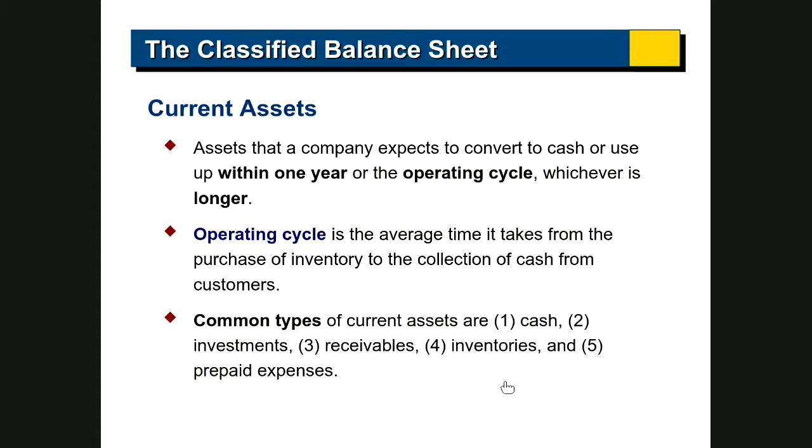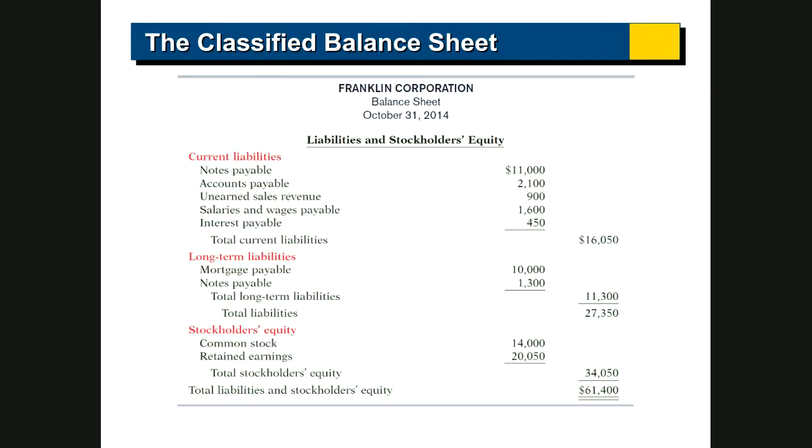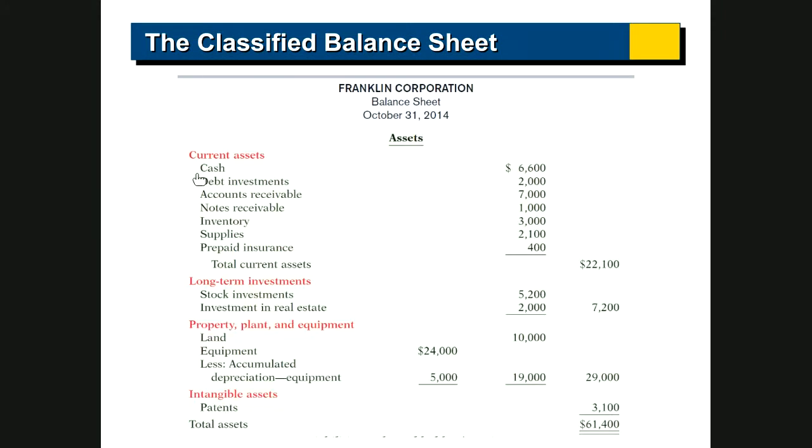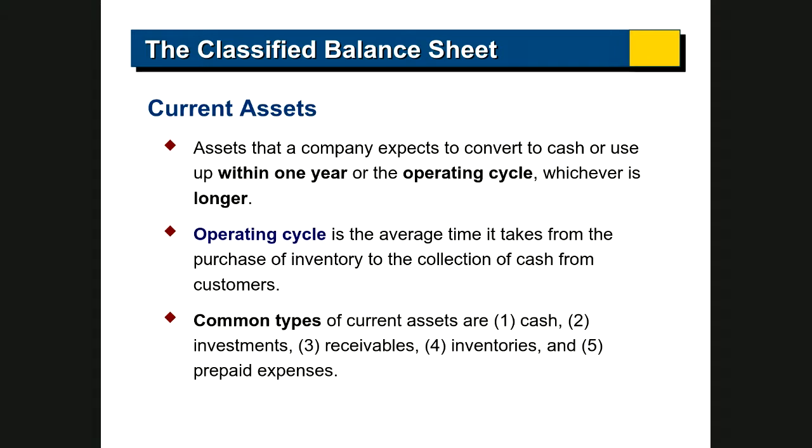Now, I'm going to go back and forth. We start with the first item under the assets. If we go back, you will see the first category in the balance sheet is current assets. So let's go and see what we mean by current assets. The asset the company expects to use within 1 year or one operating cycle, whichever is longer.